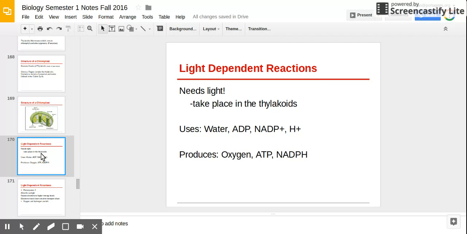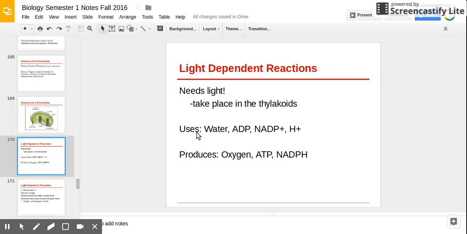You have two reactions that happen. You have one that's called the light dependent, and then one that's called the light independent, or the Calvin cycle. Light dependent, it needs light. Big shocker, I know. So this is where the light from the sun is going to be absorbed in photosynthesis. It's going to happen in the thylakoids.